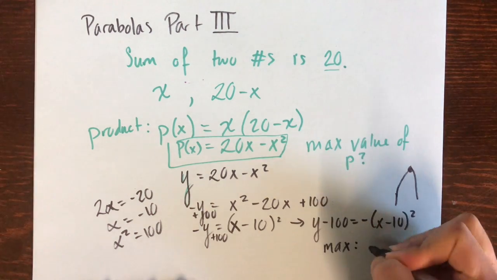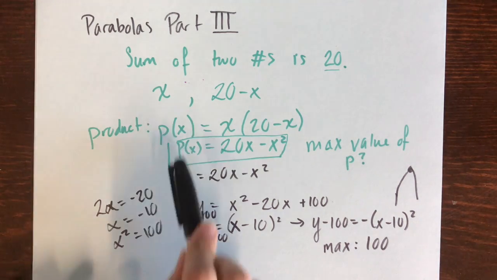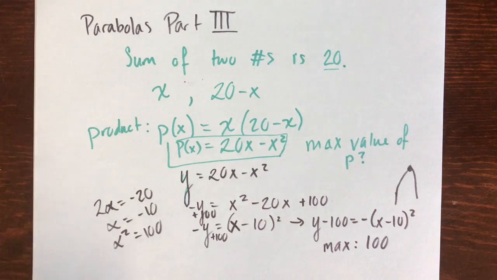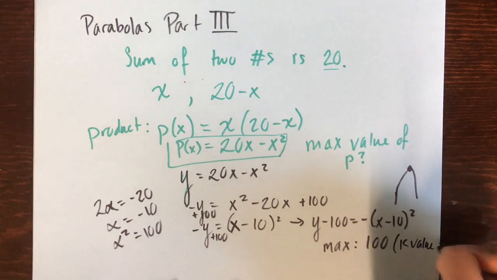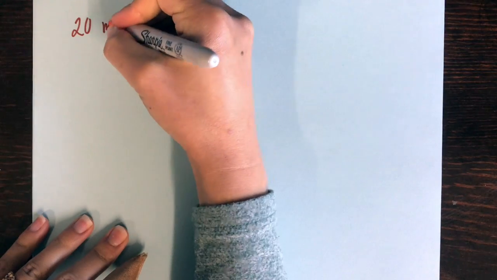So this is an upside down parabola. It's opening down, which means it has a maximum value where my k is, the y coordinate of my vertex, which means the maximum value is going to be 100. So you just look to the k value, the thing that's added or subtracted with y, in order to find the maximum or the minimum value of a parabola.